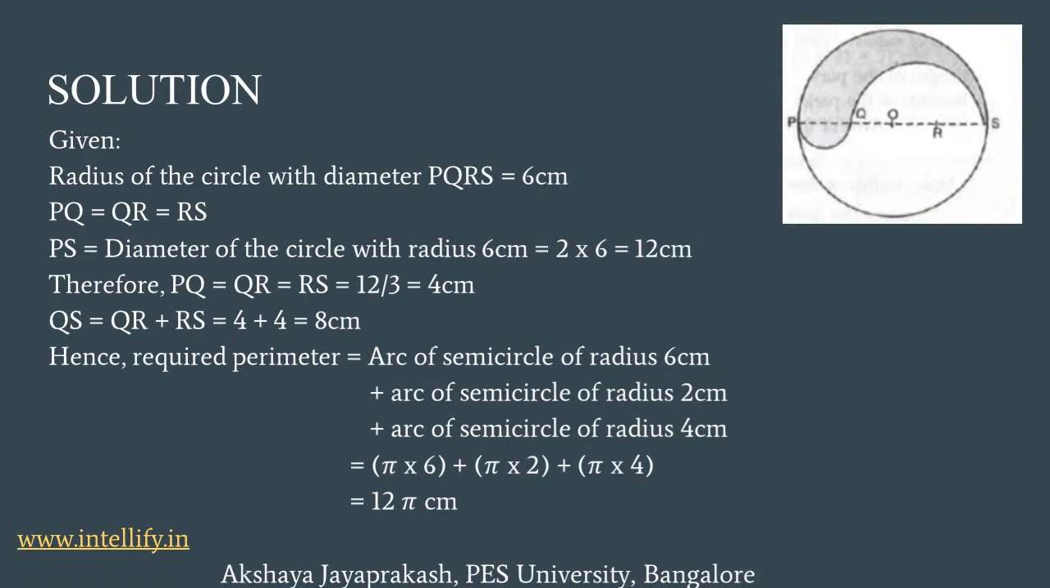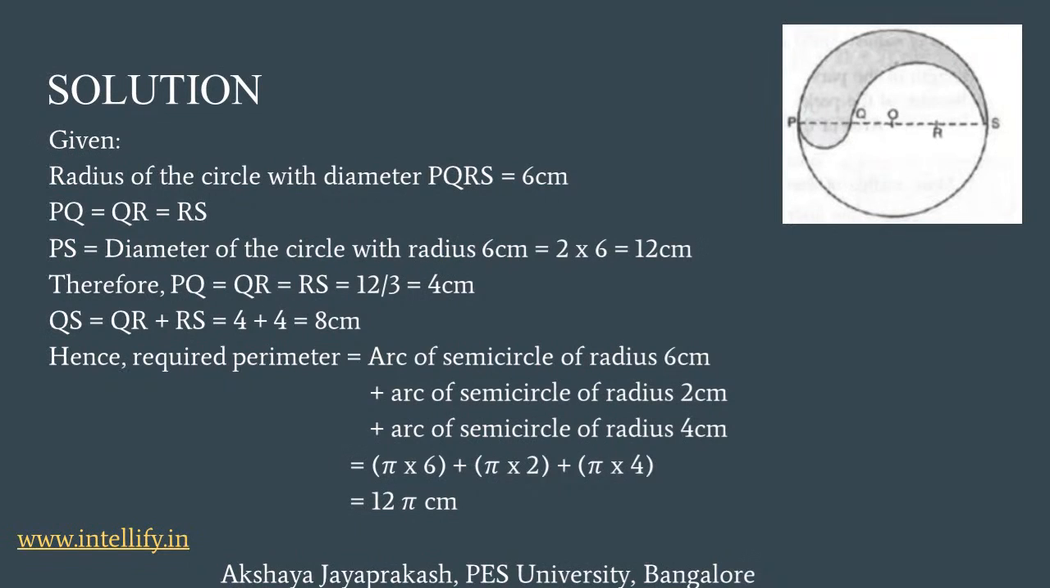In the question, the radius of the outermost big circle is given as 6 cm. PS is the diameter of this circle. So diameter of a circle is twice the radius, so it can be found out to be 12 cm. Now since PQ is equal to QR is equal to RS, which lies on the diameter PS, we can find the value of PQ, QR and RS as PS by 3, that's equal to 4 cm. Now QS is equal to QR plus RS, that's equal to 4 plus 4, that's 8 cm.